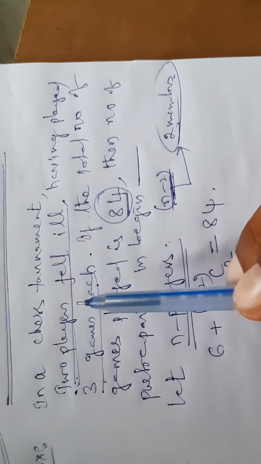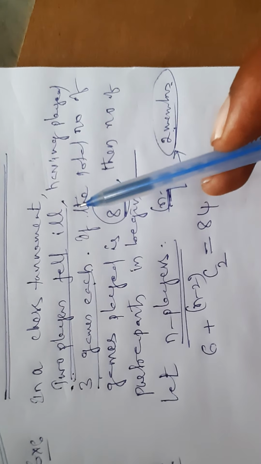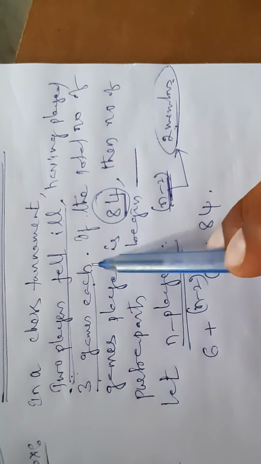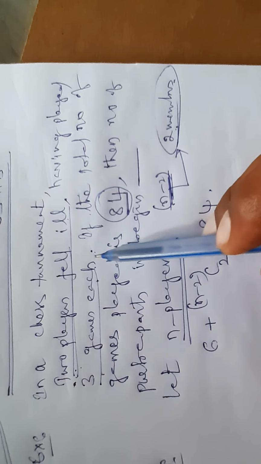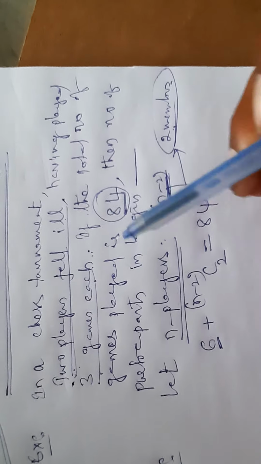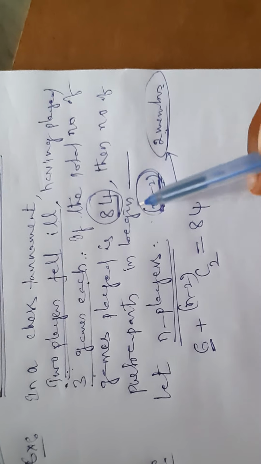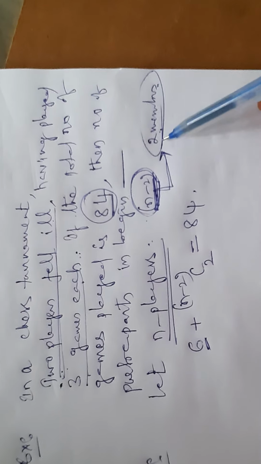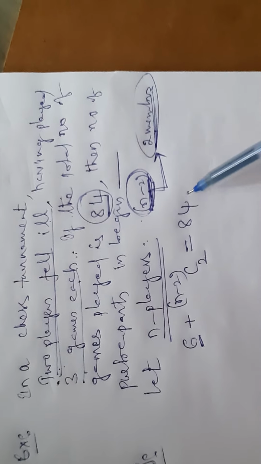Once again, in a chess tournament, each participant has to play one game with another. Two players fell ill, having played 3 games each. So one player 3 games, second player also 3 games, total 6 games. Then among n, the remaining n-2 members will be there. How many games can they play? In order to play a chess game, 2 participants are needed. So n-2 C2 equals 84.